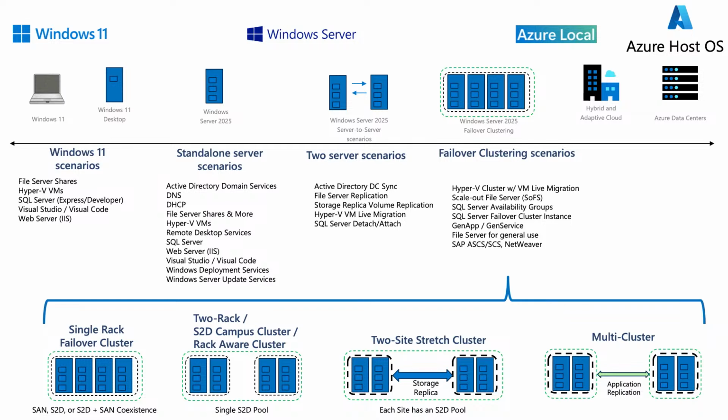Also, you can see at the bottom of the slide the various topologies that we support. Most of our customers run a failover cluster in a single rack attached to a SAN or S2D. Many of our customers want to run failover clustering in a two-rack scenario, and we'll talk about that later in this presentation. Another topology is the two-site stretch cluster, and then we also have multi-cluster scenarios. This is our journey to improve all these scenarios, and let me show you where we're at.